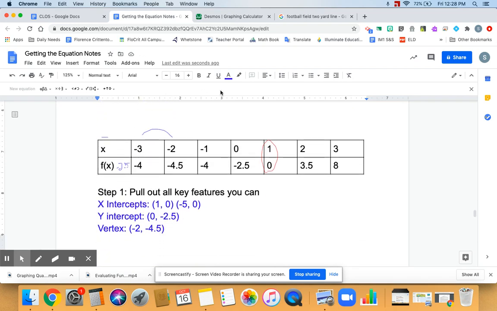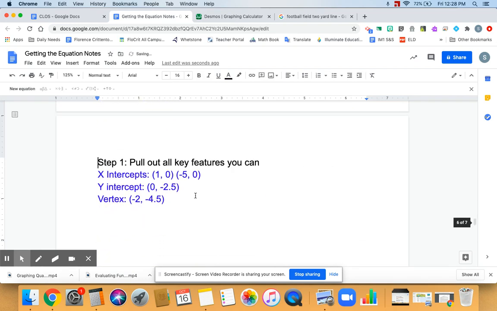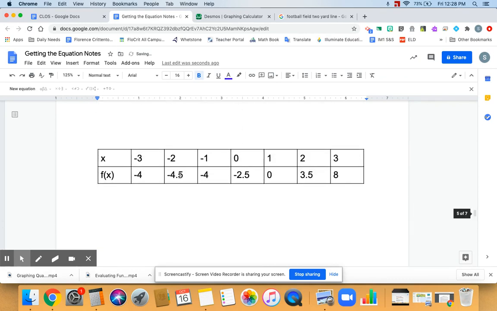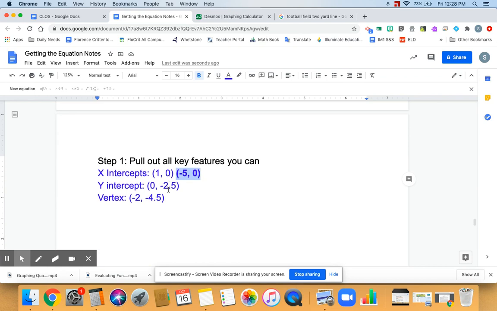Let's work through all the rest of the steps for the table. So I have all my key features for my table. But remember this one, I found this one later on. It didn't actually give us this one in the table. We figured it out by moving backwards from the vertex. So let's pretend that I didn't actually have this guy. I can't make anything from the y-intercepts. So then I would have been forced to do it from vertex form.